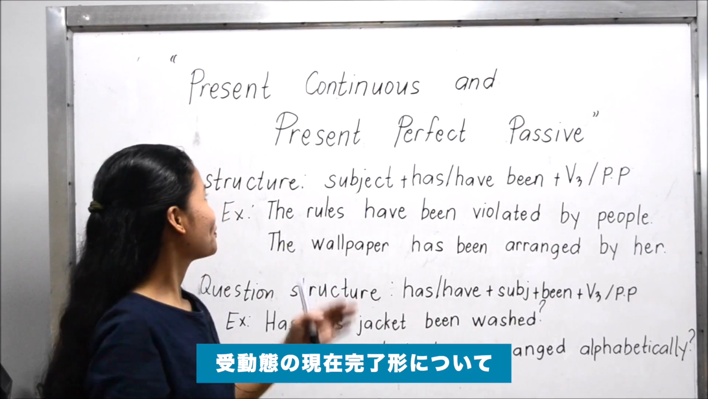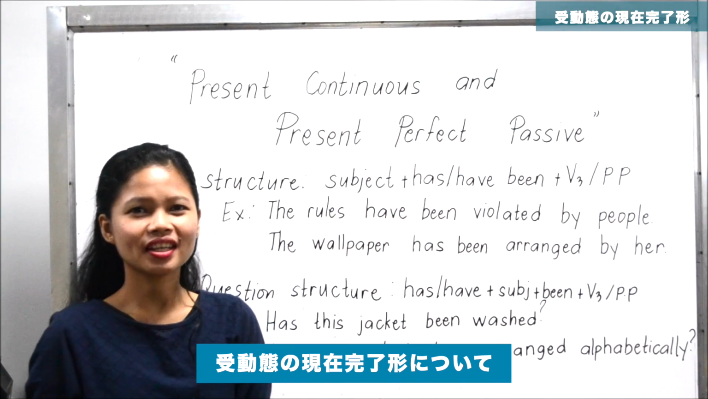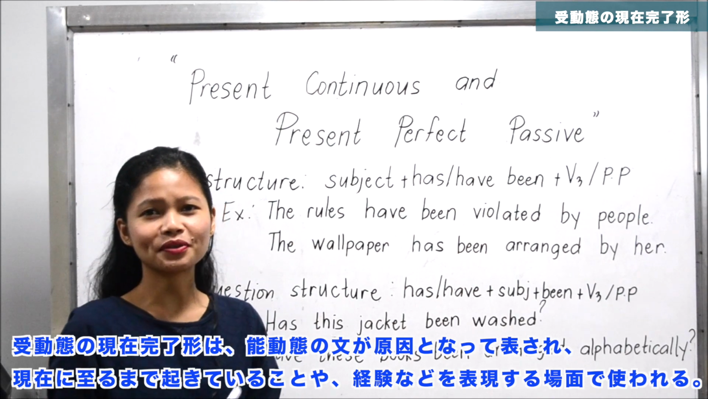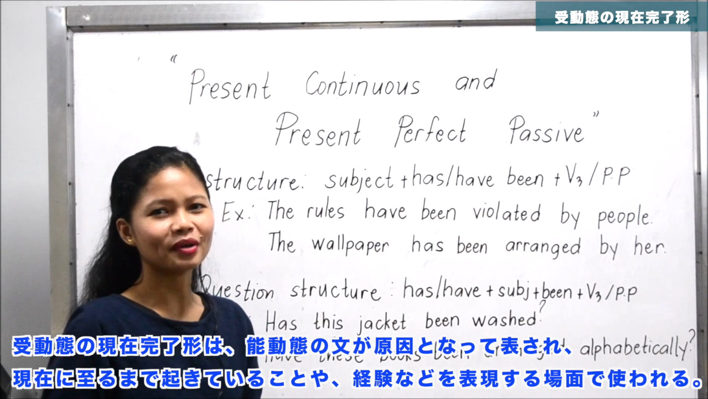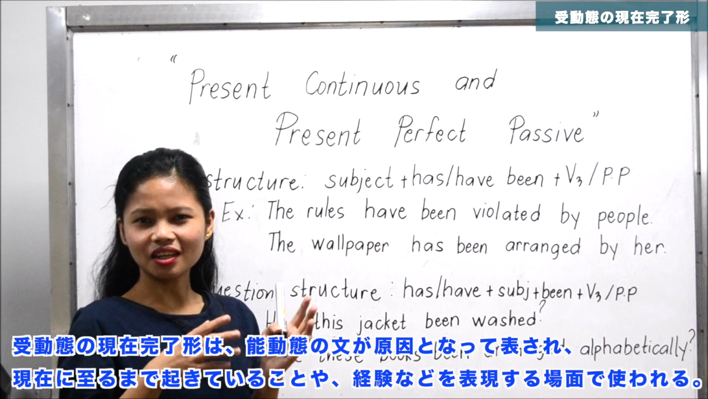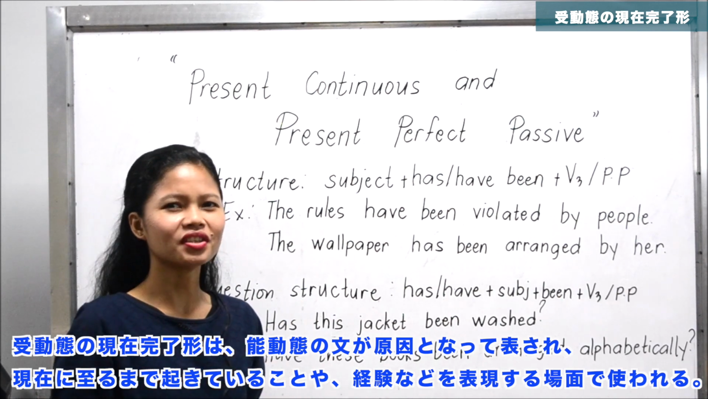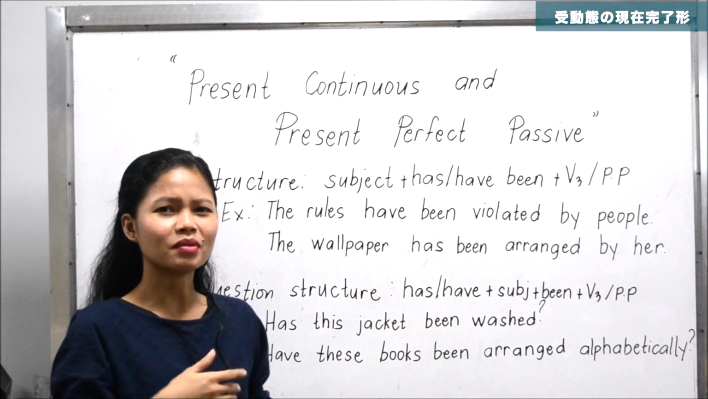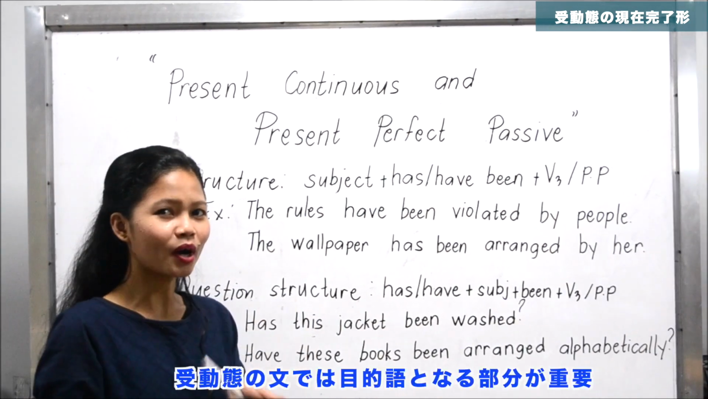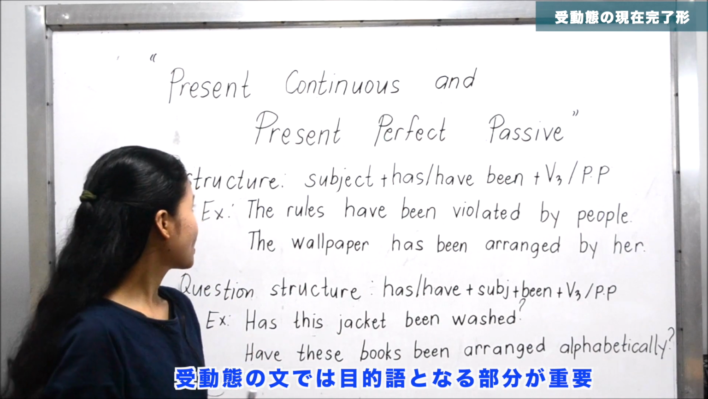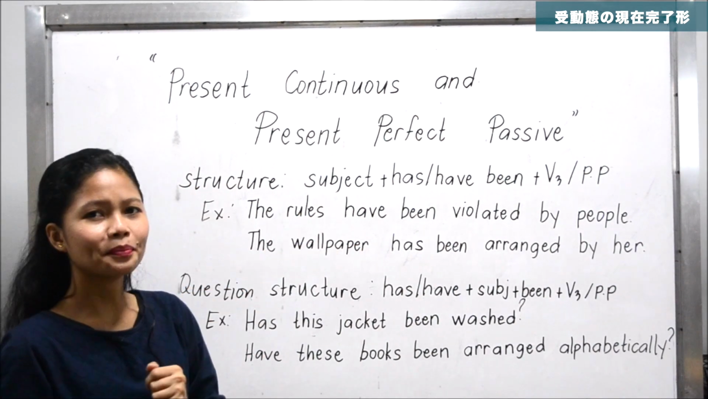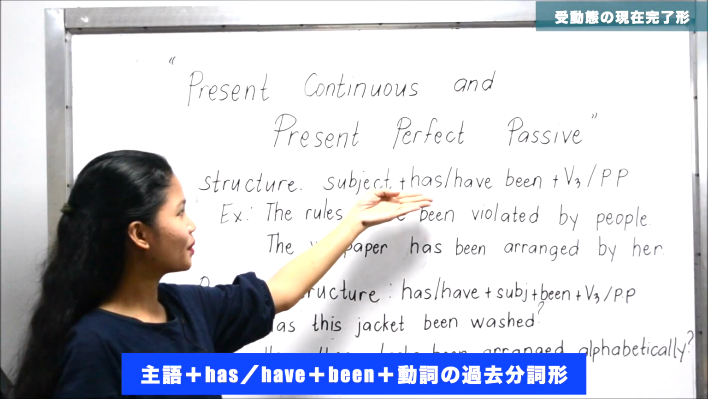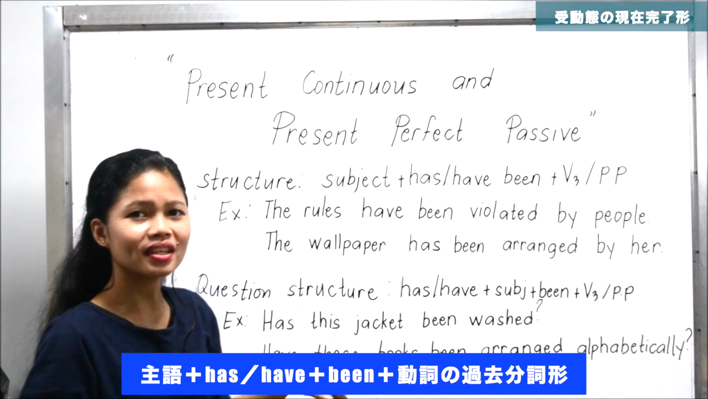So now let's move on to present perfect passive. We use present perfect passive for all the same reasons we use it in the active form, to talk about present actions, experiences, ongoing situations, or unfinished actions. In the passive form, the object is the most important part of the sentence. So we have here the structure for present perfect passive: the subject plus has or have been. It depends on the subject.